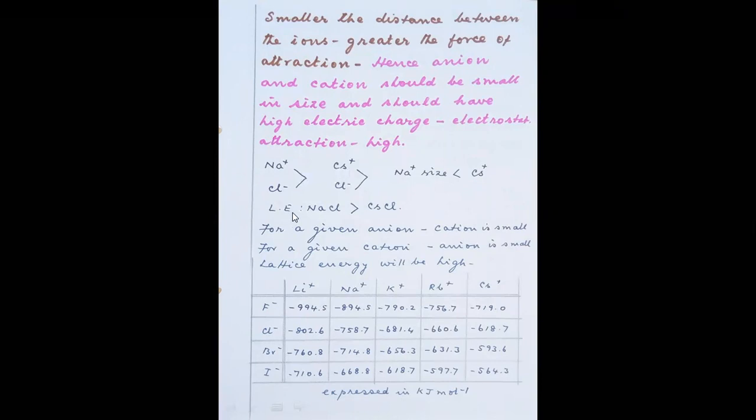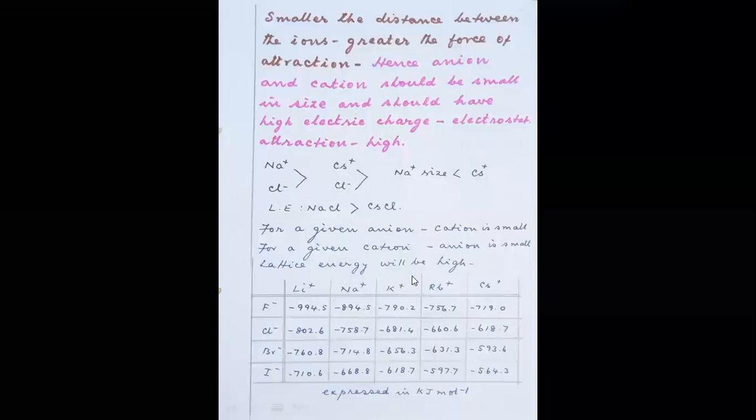I am changing the cation only. So what happens? The ionic attraction or electrostatic attraction is found more in sodium chloride and less in cesium chloride because of the size. So for a given anion, if the cation is small, the attraction is high. For a given cation, if the anion is small, the attraction is high, which means that the lattice energy will be high.